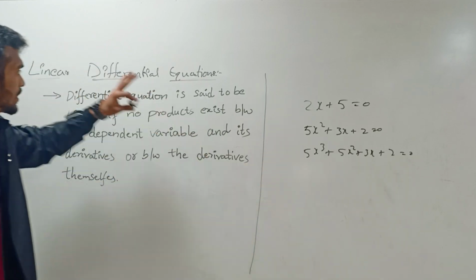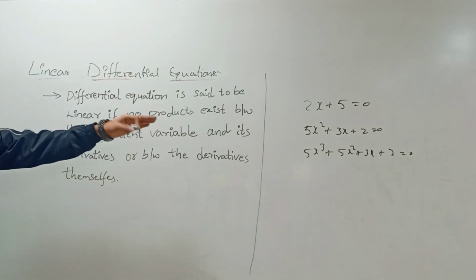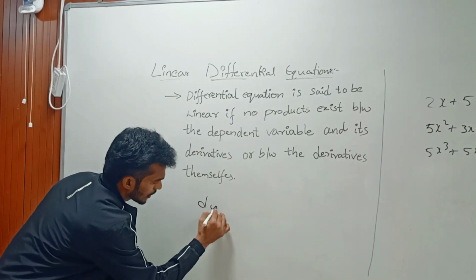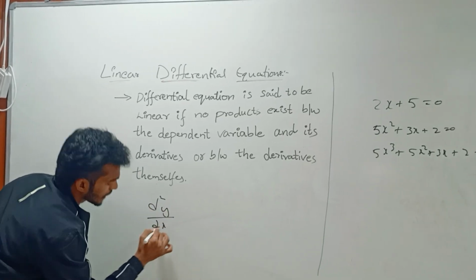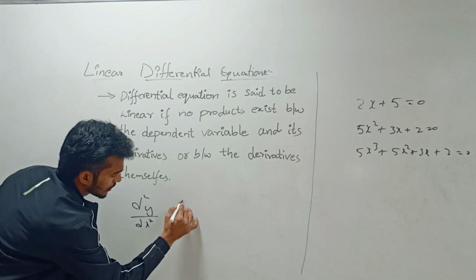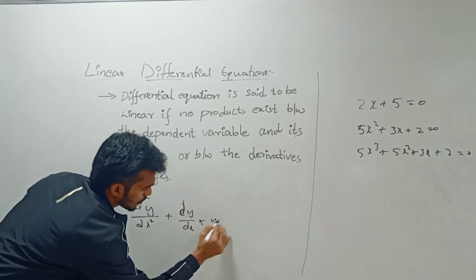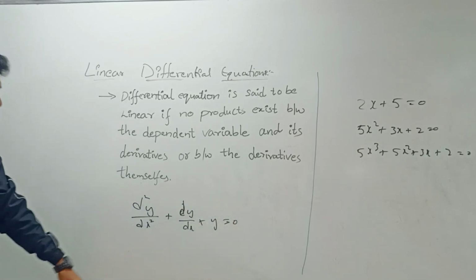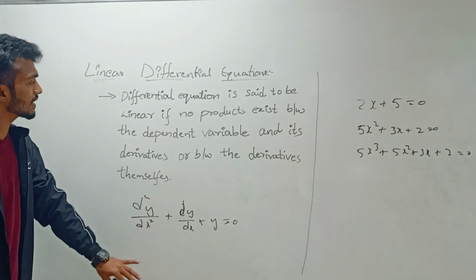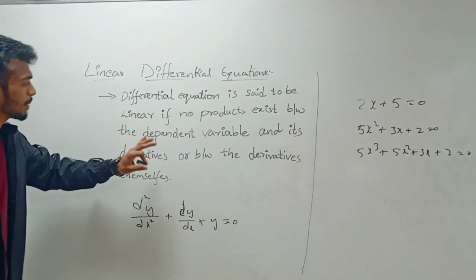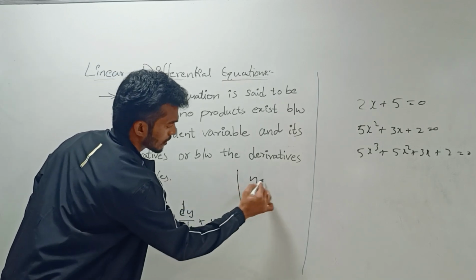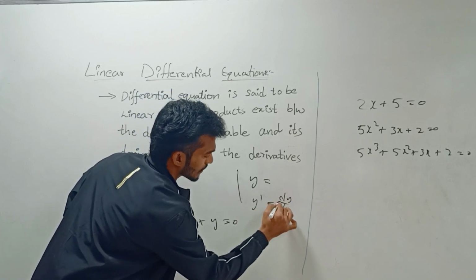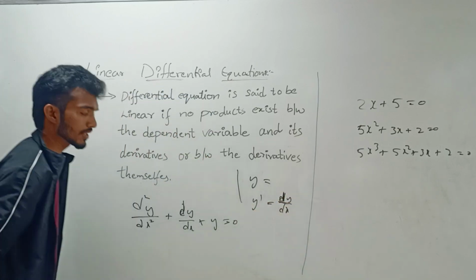In the same way, in differential equations we have linear differential equations. Let me give an example for it: d2y by dx square plus dy by dx plus y equal to 0 is a linear differential equation of order 2. Here there doesn't exist any product between the dependent variable y and its derivative y dash. I will represent dy by dx as y dash, okay?